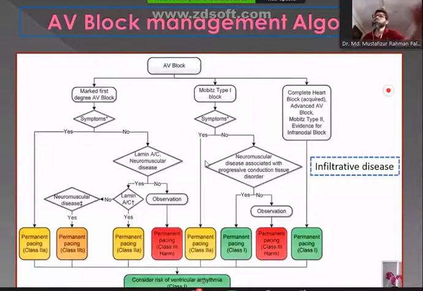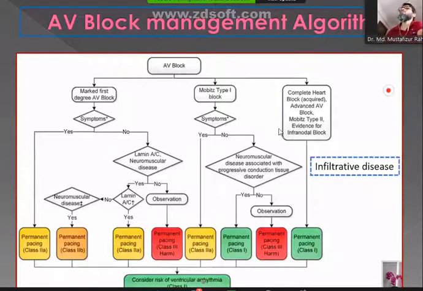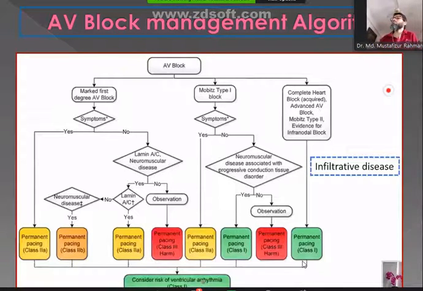How will we manage AV block patients? If the patient has complete heart block or advanced second degree heart block or Mobitz type 2, or if it is evidenced by intranodal block by EP study, the class 1 indication will be a permanent pacemaker. And if it is due to other causes like infiltrative disease, we will go for history and other investigations. We will first diagnose the cause of the block, and then treat accordingly.